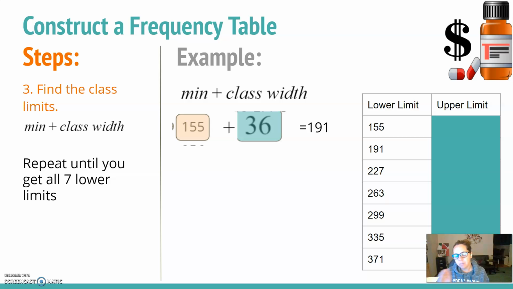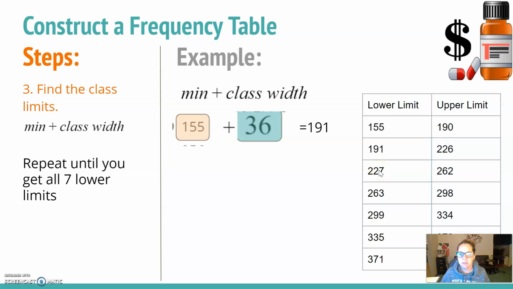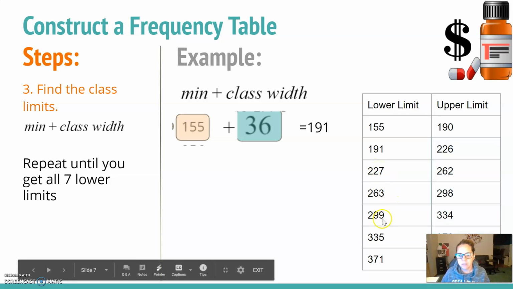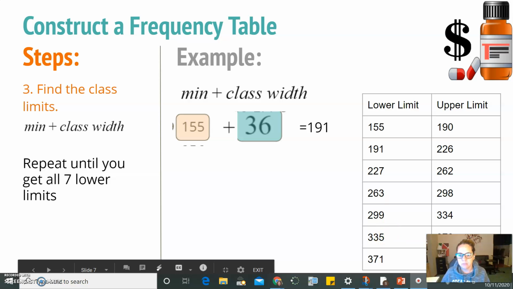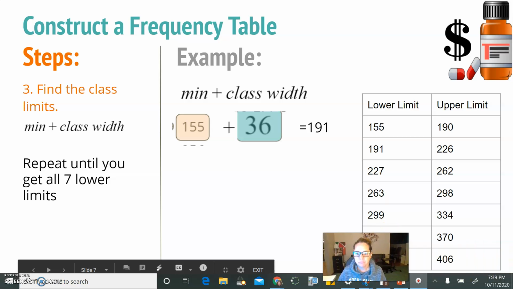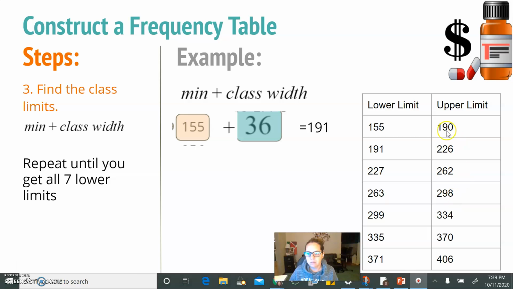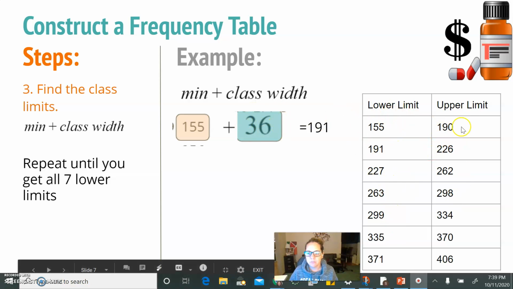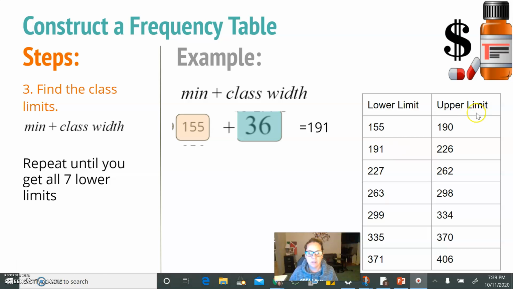And then to figure out the upper limit, well, it's got to go from 155 all the way up to 190, you know, one less than the next one. So the next one would be 226 and 262 and 299, et cetera, et cetera. And that way, you just add 36 to find the lower limit, and then you subtract 1 from the next to find the upper limit.